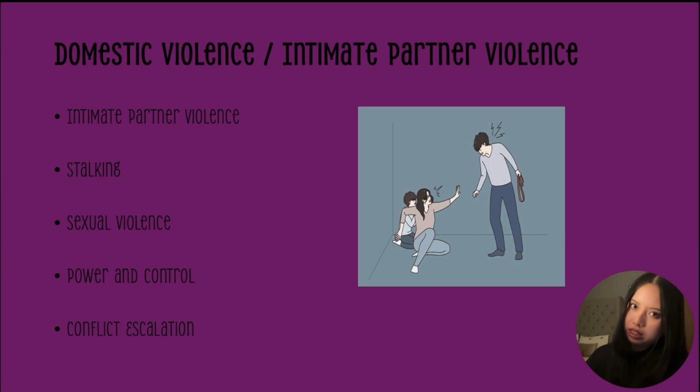Now, domestic violence or intimate partner violence. Intimate partner violence can consist of physical violence, sexual violence, and stalking. Stalking is someone's actions like following, calling very frequently, texting very frequently, sending gifts, and more, that can make the other person feel scared, unsafe, uncomfortable, and even threatened. Sexual violence can be unwanted sexual contact, or as it is most commonly known, rape.